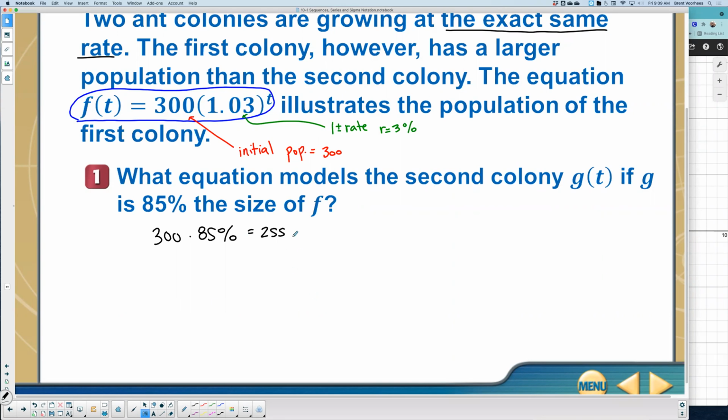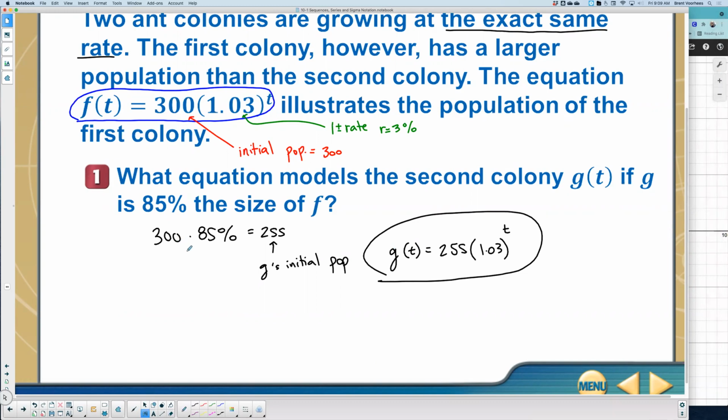Yeah, so if that's the initial population of G, that's G's initial population. Then the equation would then be G of T equals, not 300, what's the initial population? 255 times 1.03 to the power of T. You got it. That would be my equation for number 1.